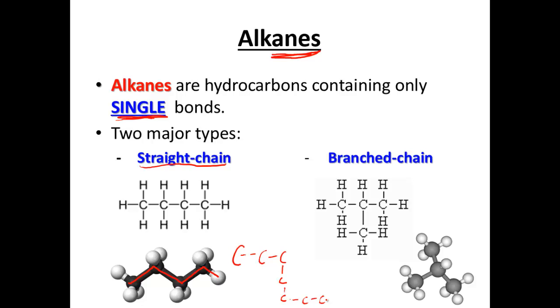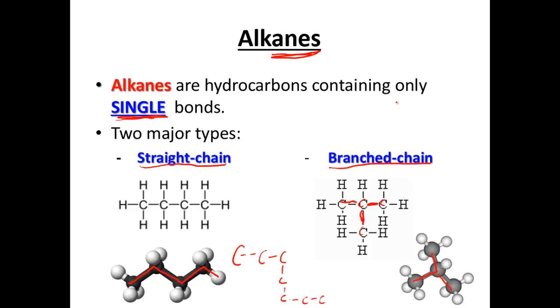A branch chain is our second type. In a branch chain, we have one carbon going to a second carbon, but now this carbon is connected to a carbon and this carbon is connected to a carbon. So we're saying that they have branched off from one another, going in different directions. Just like a tree branches, hydrocarbons can also branch.